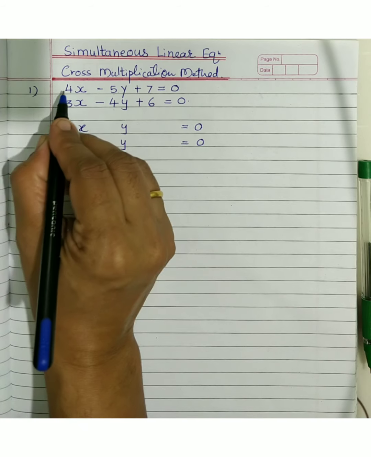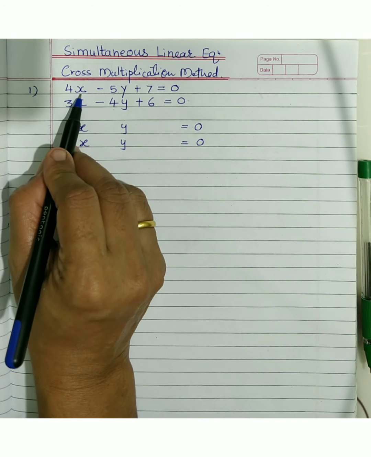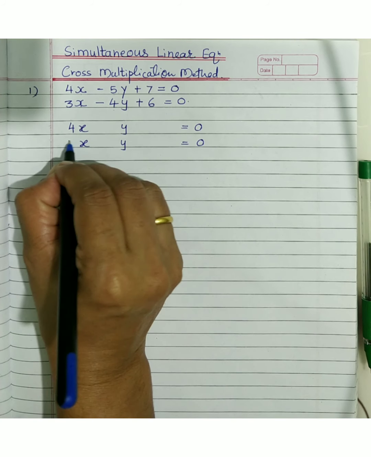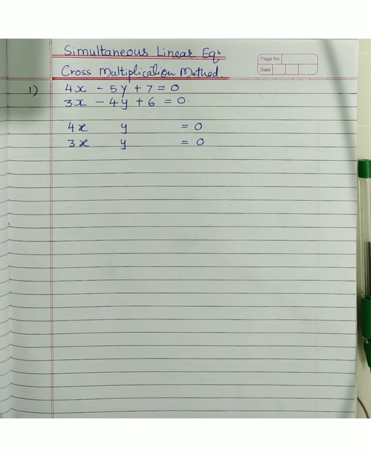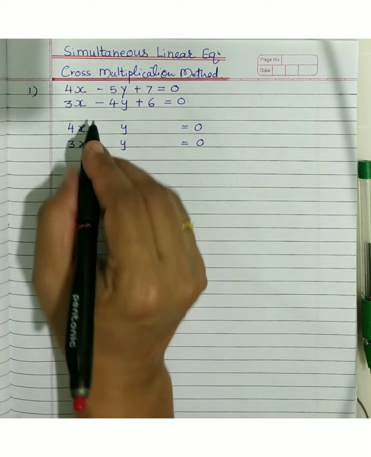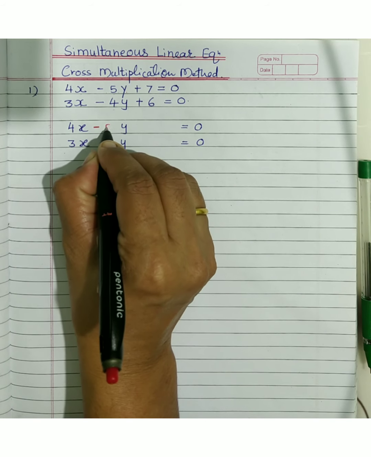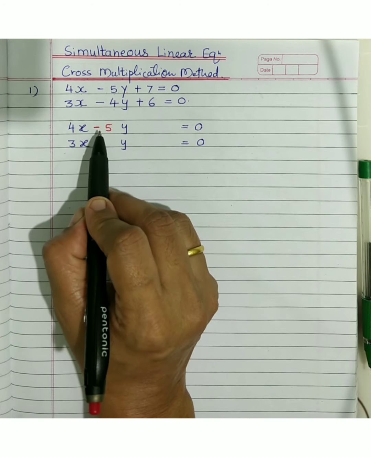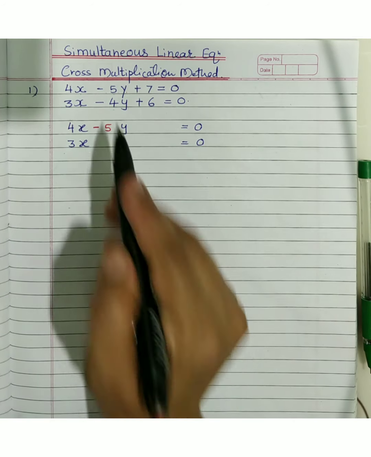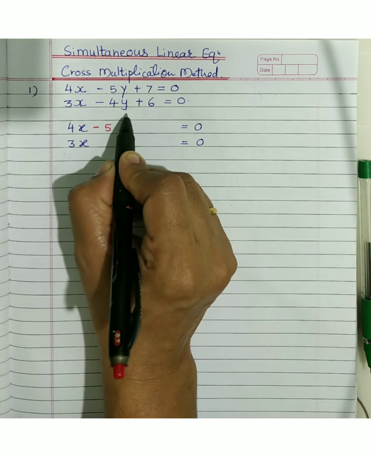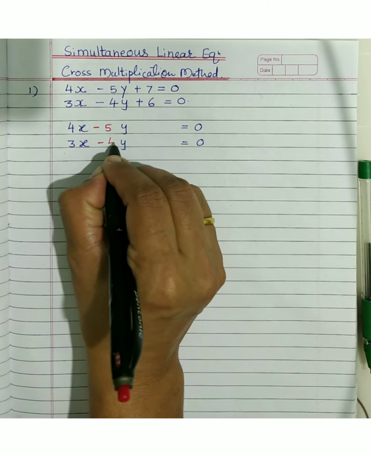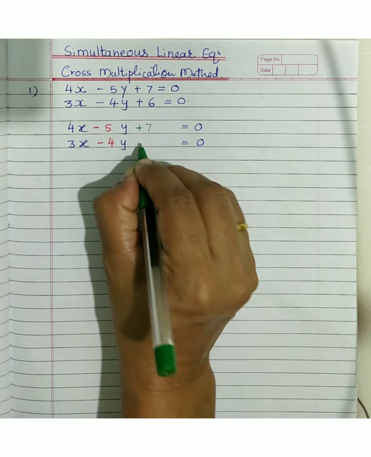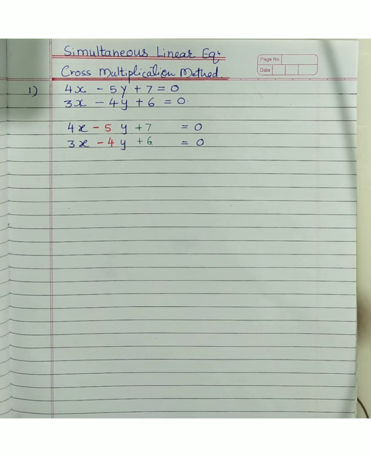Now coefficient of x. What is the coefficient of x in this equation? It is 4. What is the coefficient of x in the second equation? 3. Now what is the coefficient of y in equation 1? It is minus 5. Deliberately I am showing it to you. Here the coefficient of y is to be taken with whatever sign. If minus, then with minus sign. Again the coefficient of y in the second equation is also negative, negative 4. And then the constant terms plus 7, plus 6. If they were negative we would have taken them as they were.